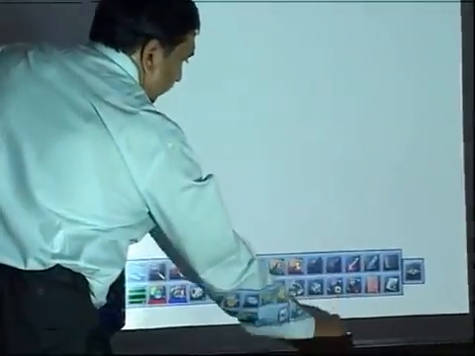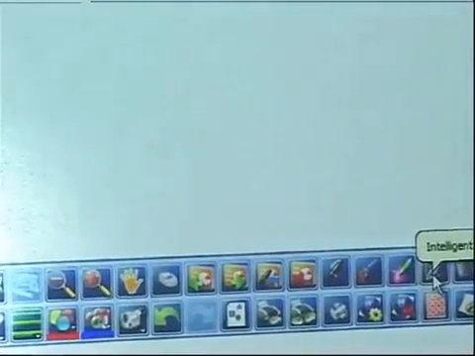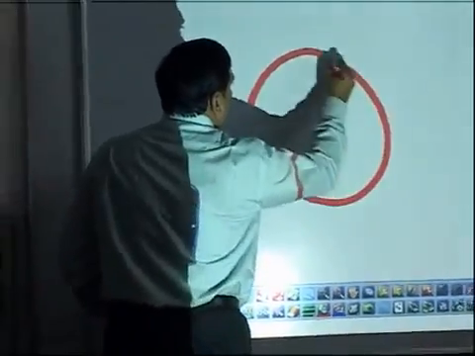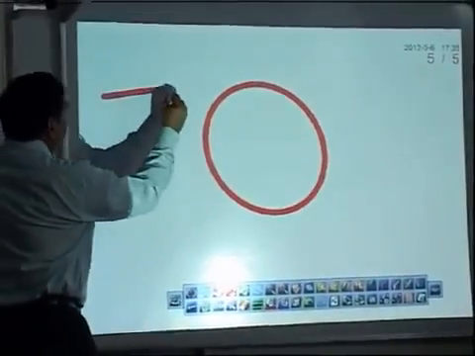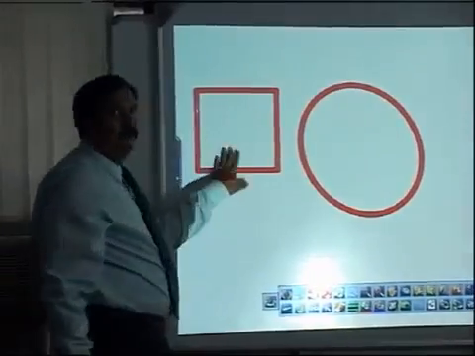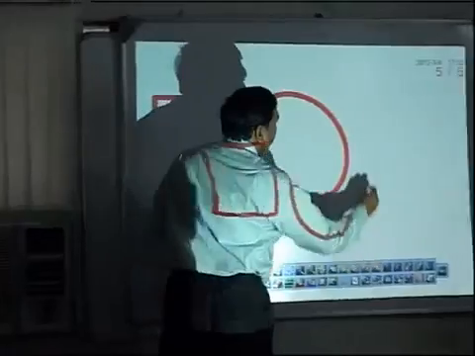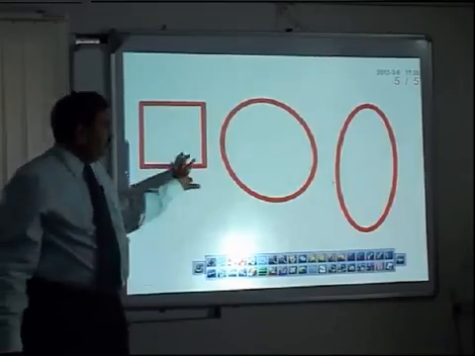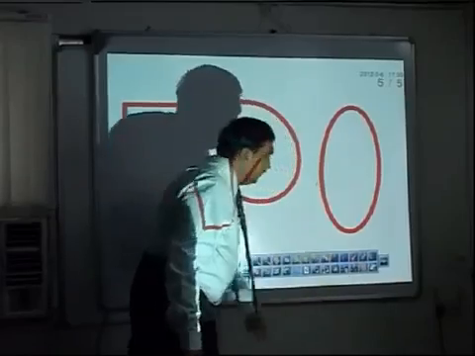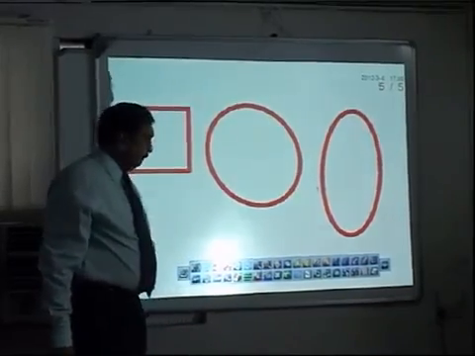Now you have the option of a shape pen. The shape pen is this. It is called an intelligent pen. Normally if you want to draw a circle, it will not come out as an exact circle. But here, you draw a circle like this and it becomes a perfect circle. If you want to draw a square, it will become an exact square. If you want to draw an oval shape, it will become an exact shape. So this is the use of the intelligent pen, or you can call it a shape pen.